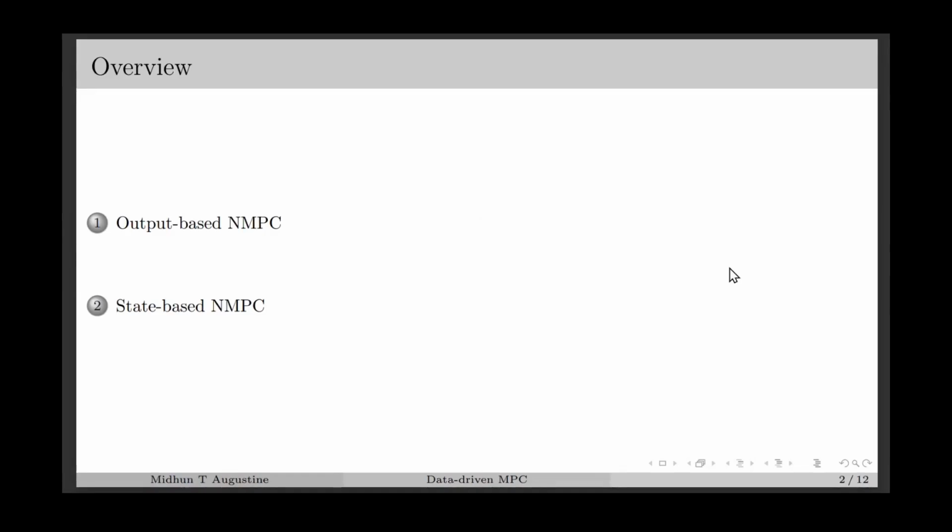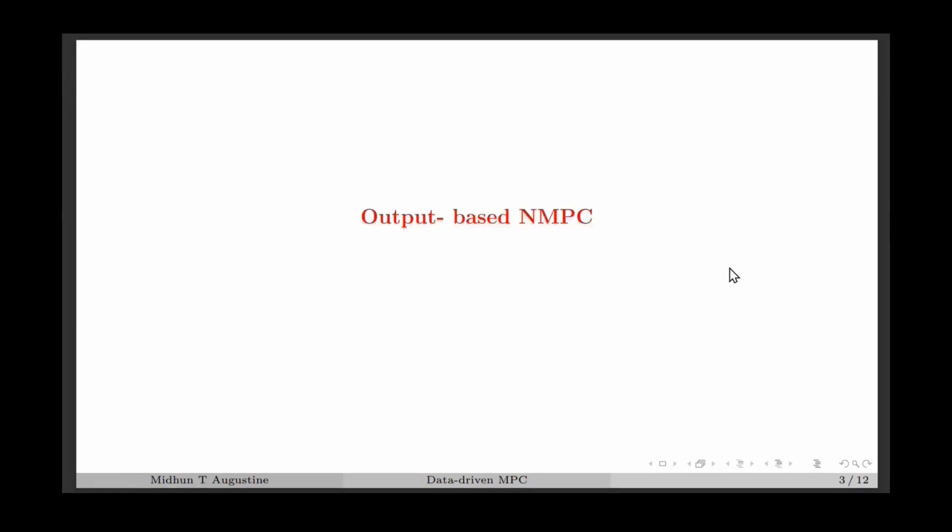Here is the overview of this lecture. We will be starting with the output-based nonlinear MPC. Then we move on to the state-based NMPC. In the output-based nonlinear MPC, we will be using the output information or the predicted output data for computing the MPC control law.